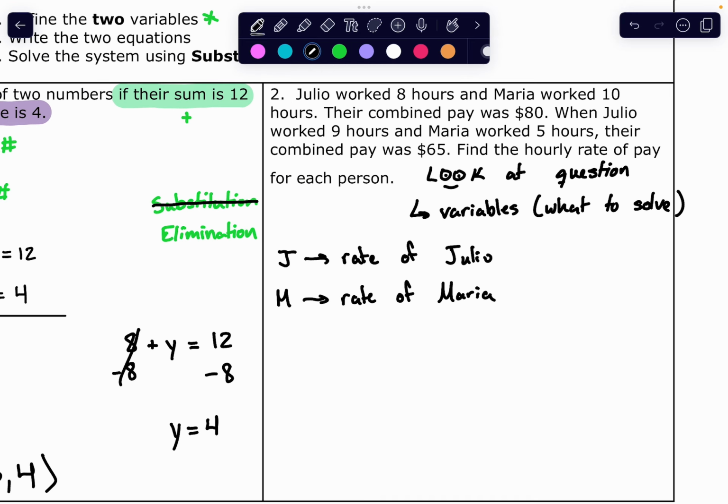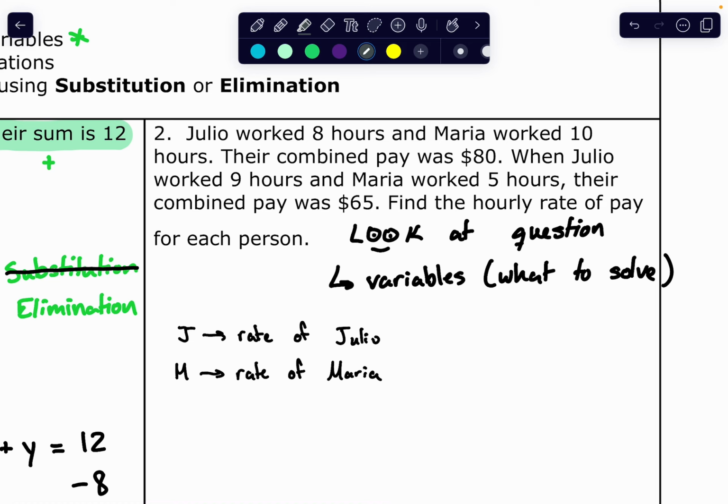Now, our goal is to set up two equations, right? So let's break this down again. We kind of dealt with the question, so let's reread this carefully. Julio worked 8 hours and Maria worked 10 hours. Their combined pay was $80. Do you see how that sentence kind of clumps information together? That's because that's your first equation.